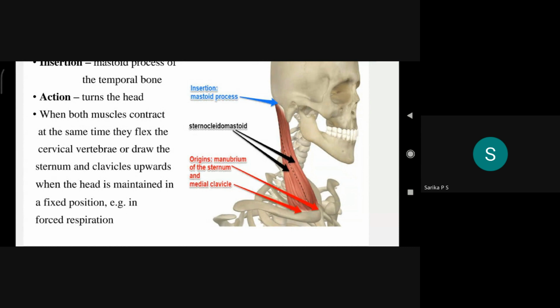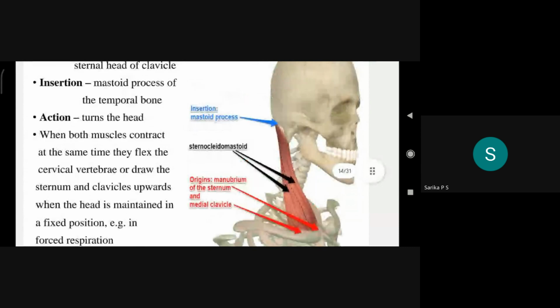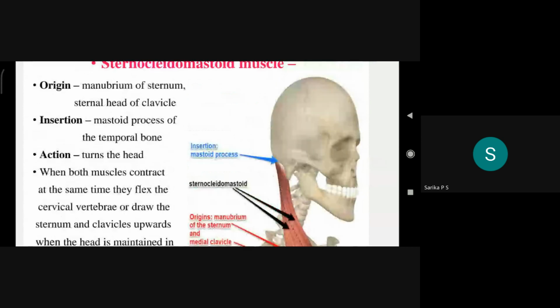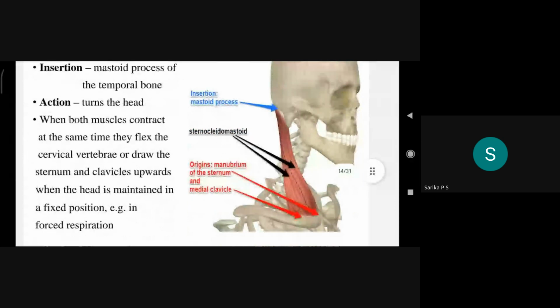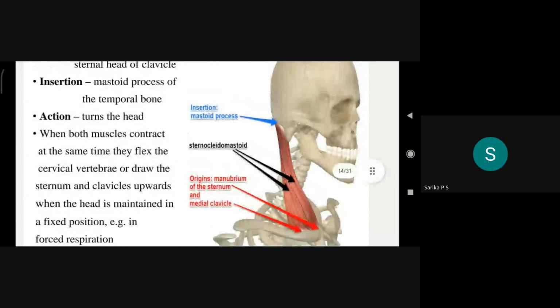So this sternocleidomastoid muscle is originating from the manubrium of the sternum. Here you can see it is depicted by red colored arrows. And the insertion of this muscle is the mastoid process of the temporal bone. You can see in this picture clearly.